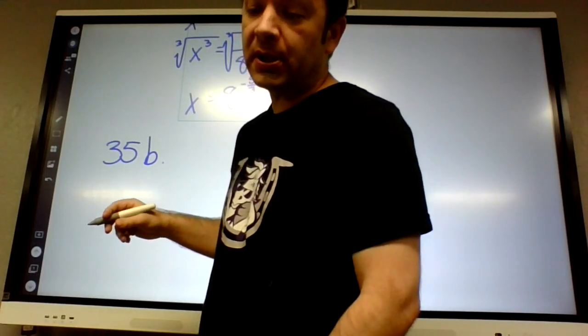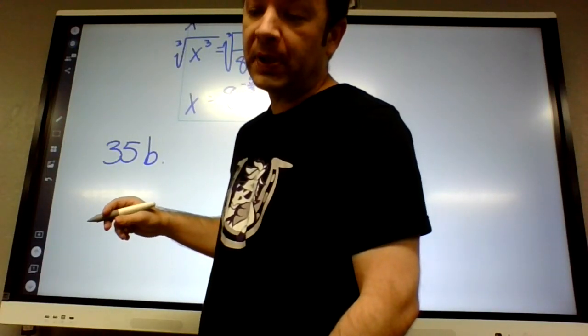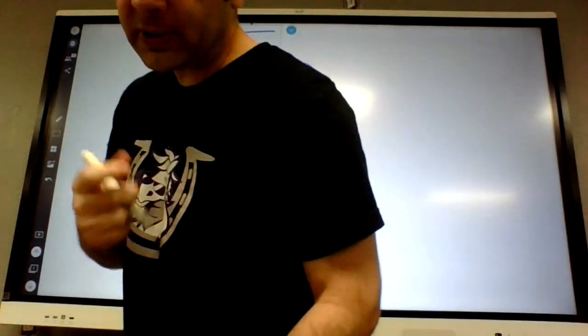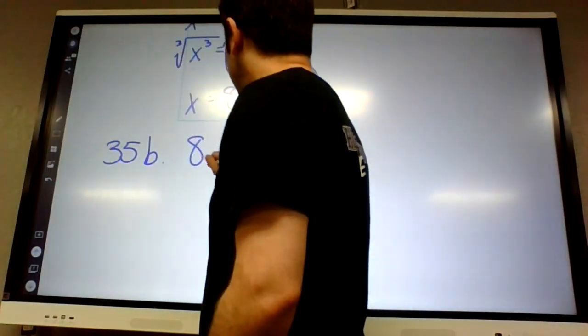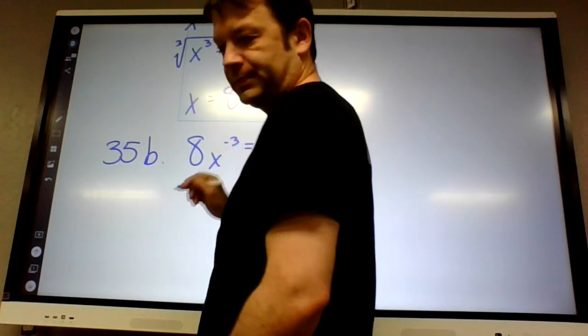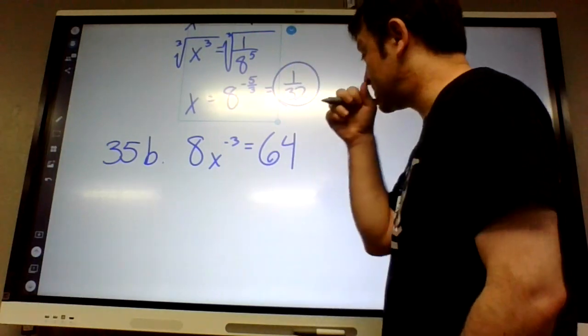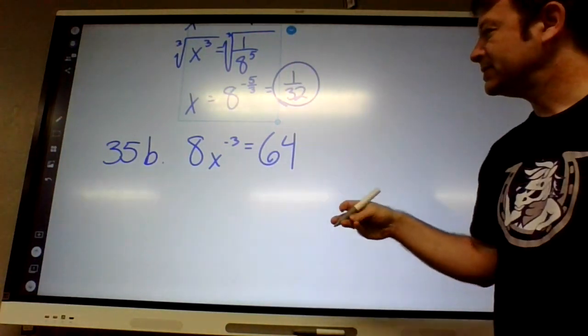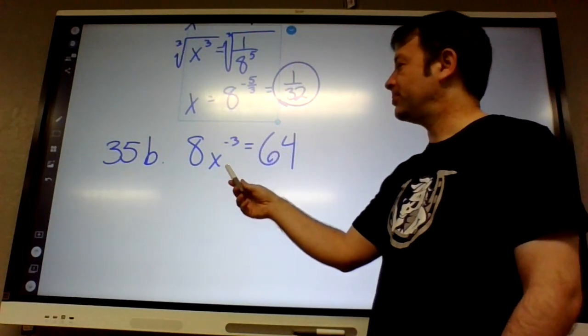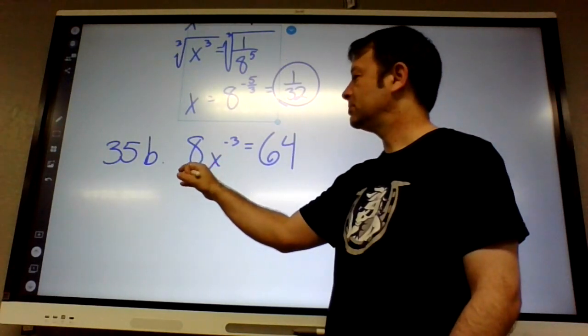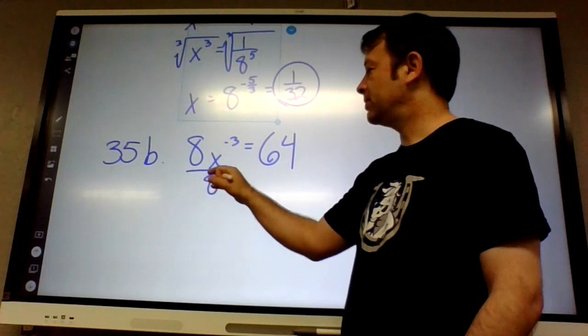Wait, how's this different than the last one? Okay, so what's the no parentheses change? It only goes to the x. Yeah, the negative third is only on the x. So what would you guys think maybe do first? Let's get rid of that 8.